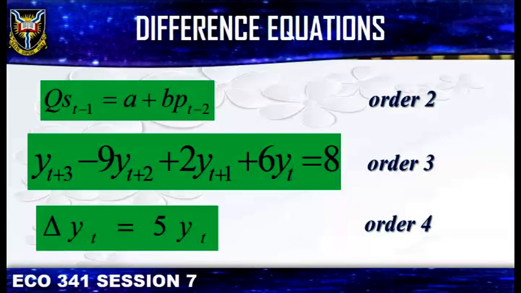t is equal to 2, y3 is equal to by2 is equal to b into bracket b squared y0 is equal to b cubed y0. t is equal to 3, y4 is equal to by3 is equal to b into bracket b cubed y0 is equal to b raised to power 4 y0.